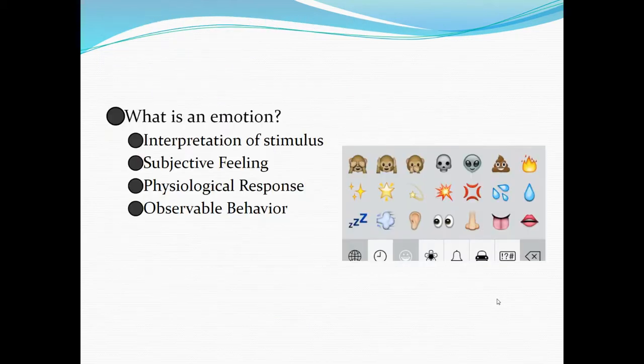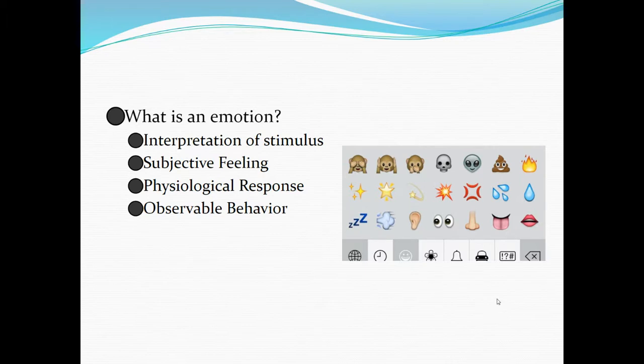So, what's an emotion? What is it? Well, ultimately, it comes down to four distinct things. Now, in what order is really the question. Ultimately, there are four things that have to happen. First is an interpretation of a stimulus. Something has to stimulate us. Something has to make us feel, but it is only our own interpretation of that stimulus that makes us feel a certain way.